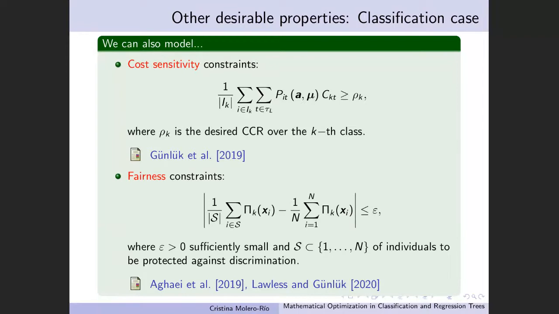In case of fairness, fairness is referred to avoiding that the outcome of the model discriminates group of people sharing sensitive features such as gender or race. So suppose that we have a group S of individuals to be protected against discrimination. So we may impose that the average probability of being assigned to class K for an individual in S does not differ much from the average in the whole training sample.